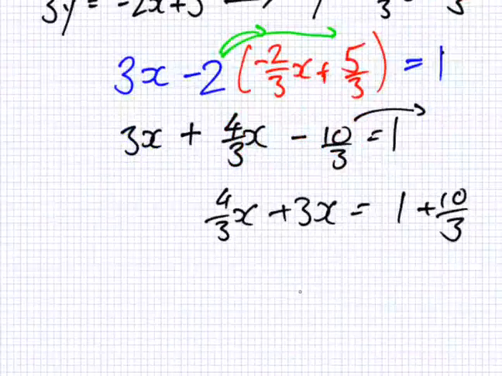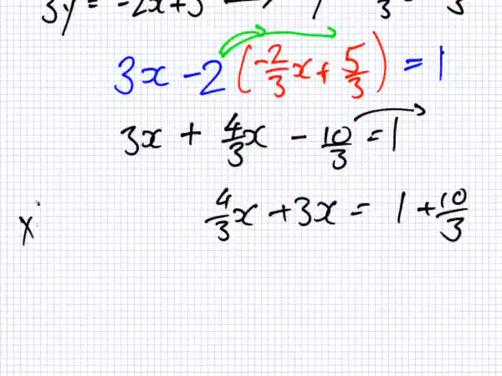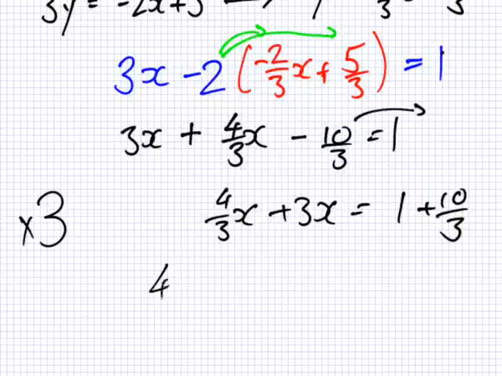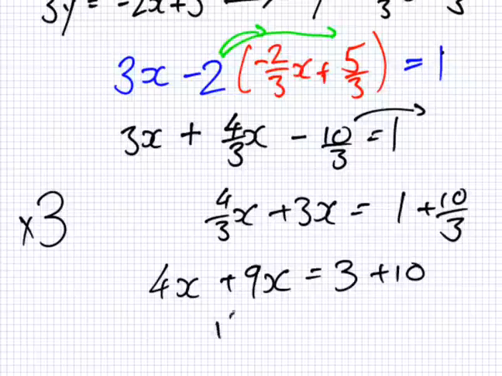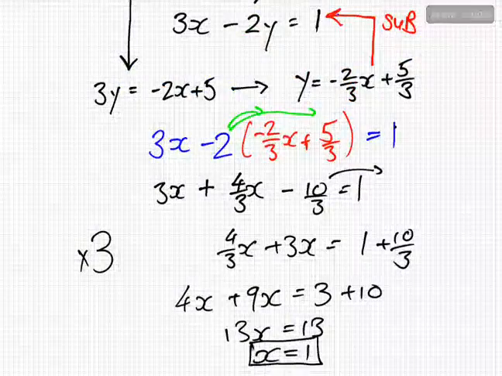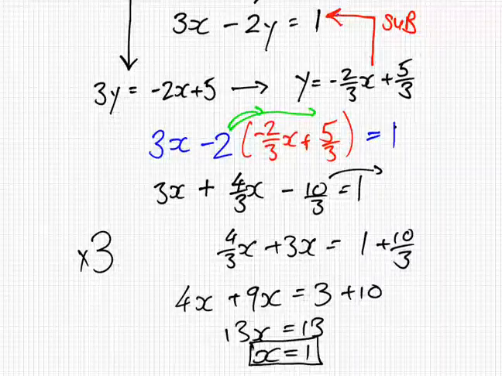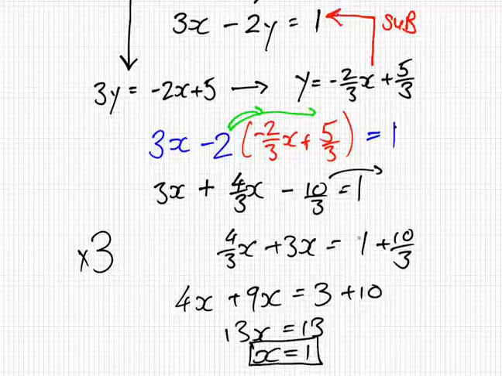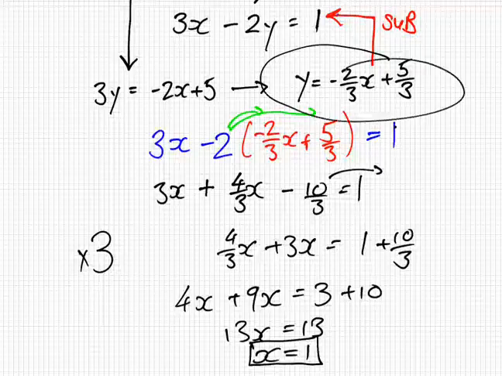3y equals minus 2x plus 5. That's coming from here. And then that becomes y equals minus 2 over 3x plus 5 over 3. Okay, what do I do with this now? That's it. I substitute it in here, replacing the y with this in here.